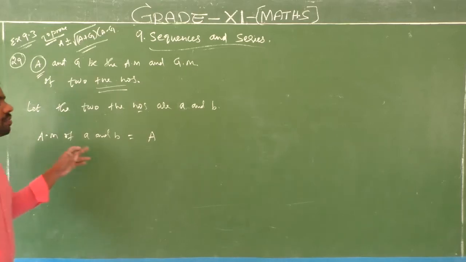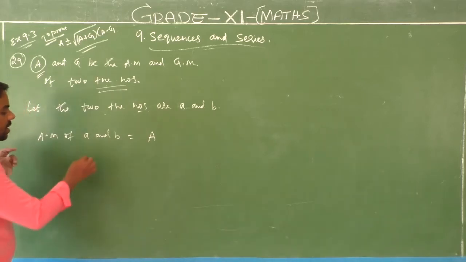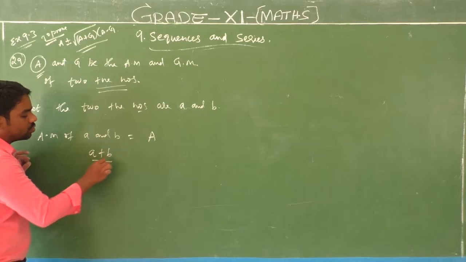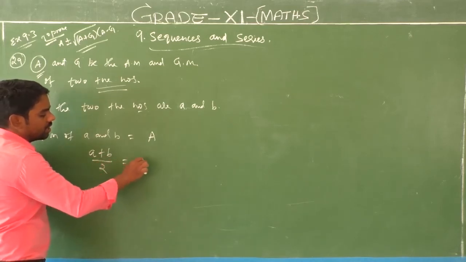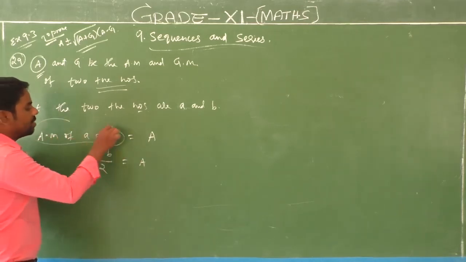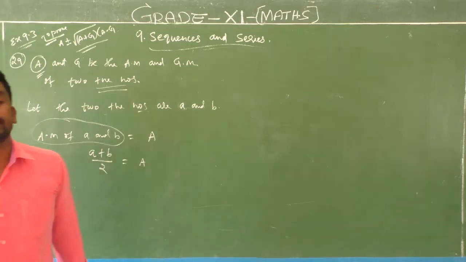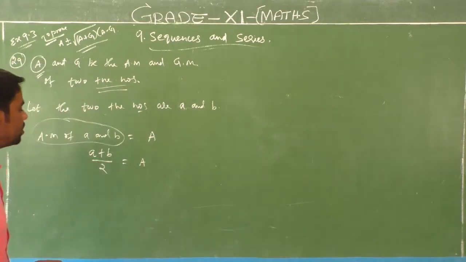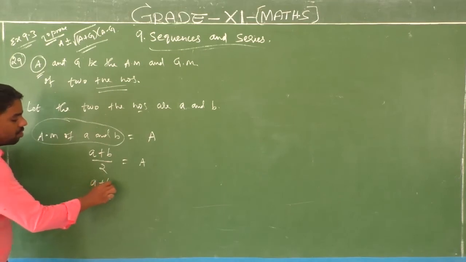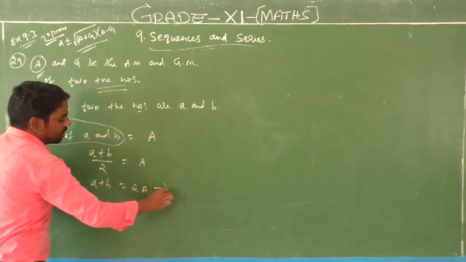The arithmetic mean of a and b, you know the formula, is (a plus b) divided by 2, which is equal to A. So small a plus small b is equal to 2A. This is equation number 1.